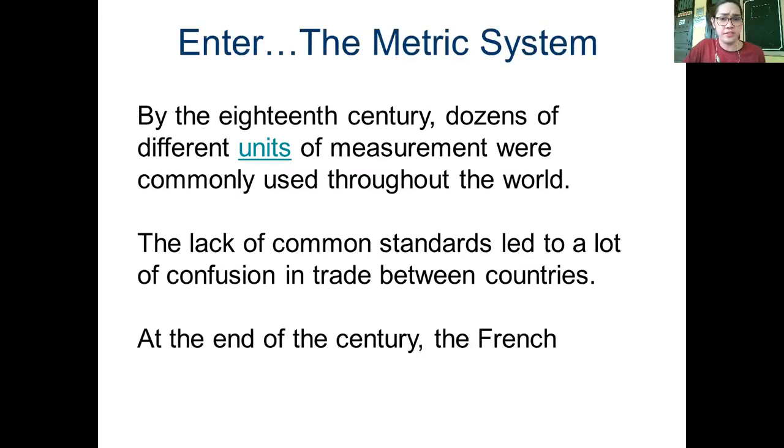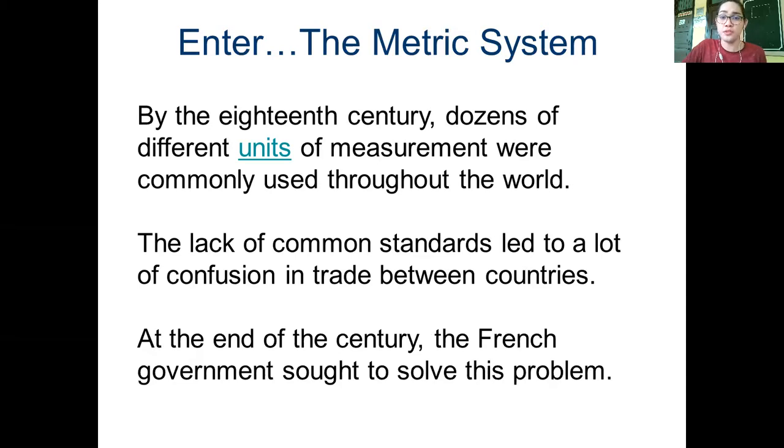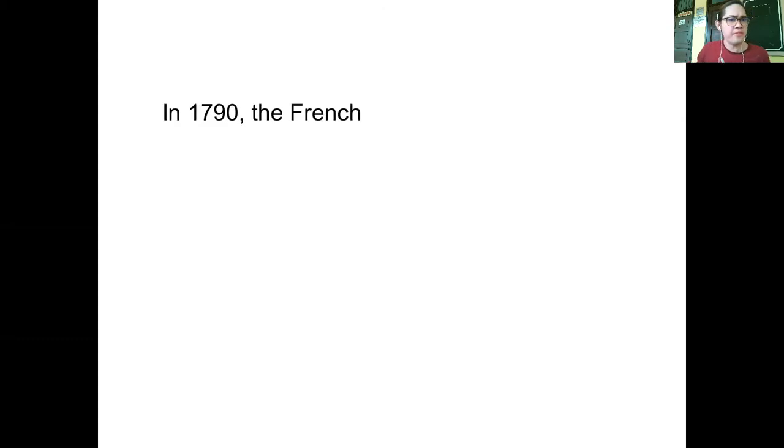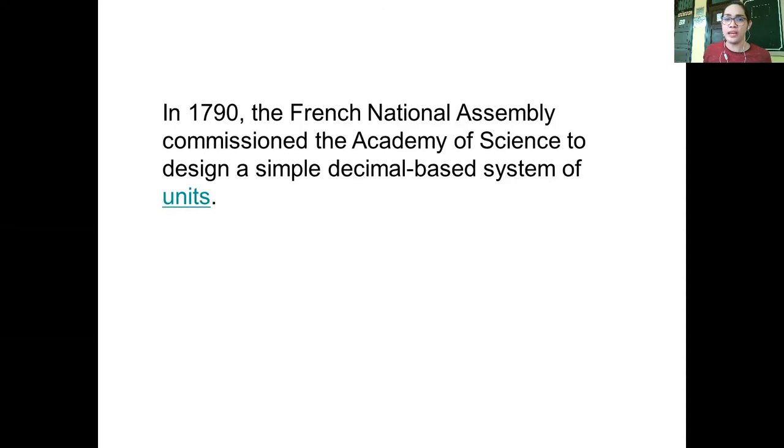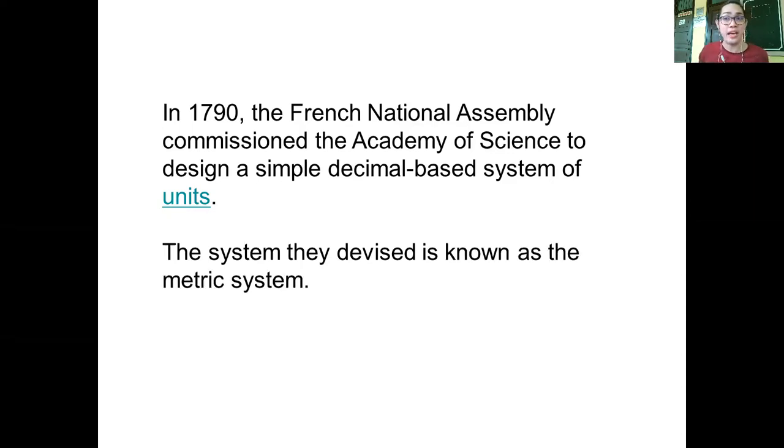At the end of the century, the French government sought to solve this problem. So that's why they decided to have a standard unit of measurement, because they encountered a lot of confusion since they used different units of measurement during the 18th century. How? In 1790, the French National Assembly commissioned the Academy of Science to design a simple decimal-based system of units. So the system they devised is known as the metric system.